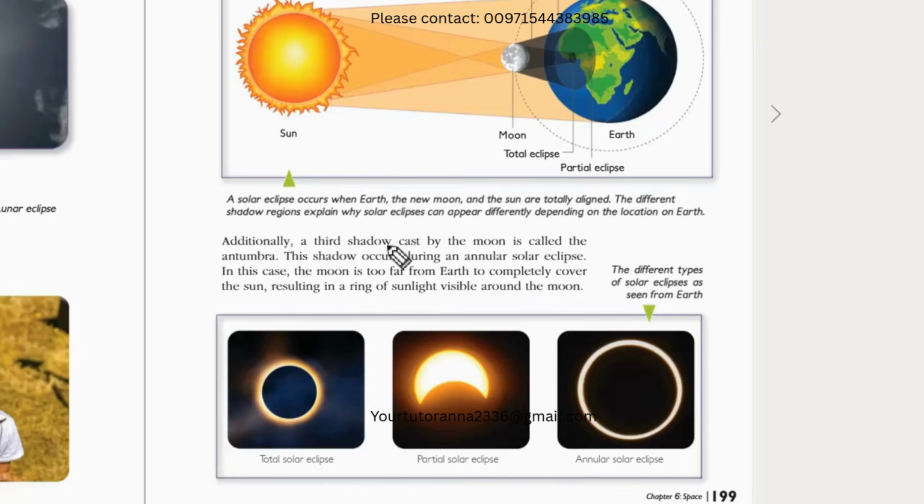So additionally, a third shadow cast by the moon is called the antumbra. So you see this antumbra? It's like this. Now what happens here? This shadow occurs during an annular solar eclipse. In this case, the moon is too far from the Earth to completely cover the sun. So here it's too far away. The moon is too far from Earth to completely cover the sun, resulting in a ring of sunlight visible around the moon. So just the distance is very far.